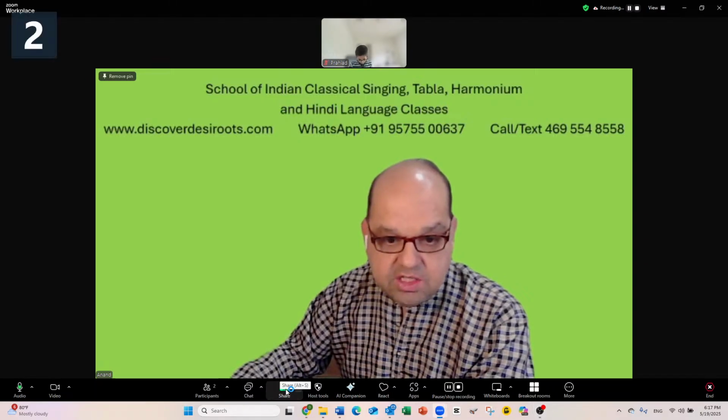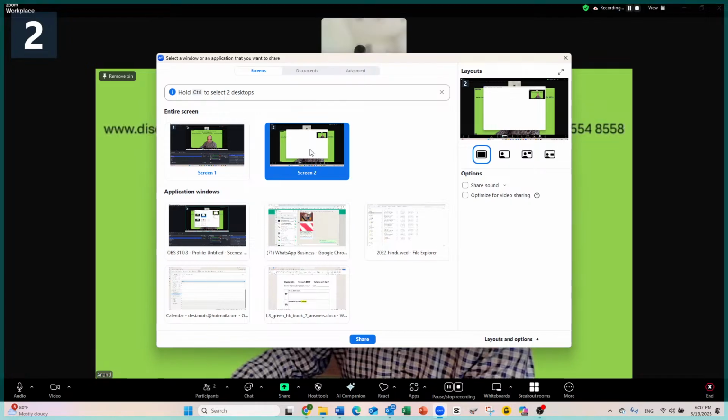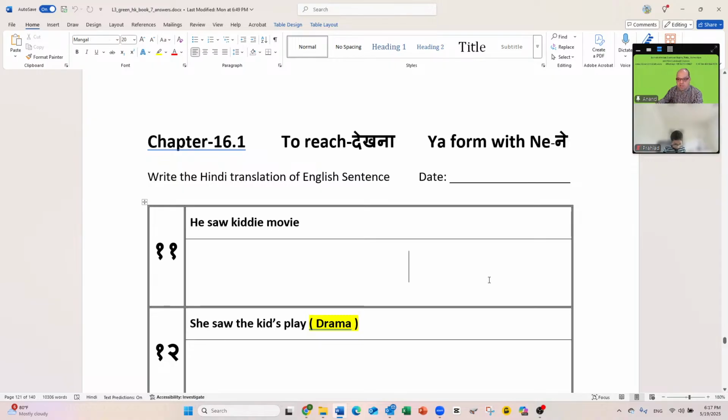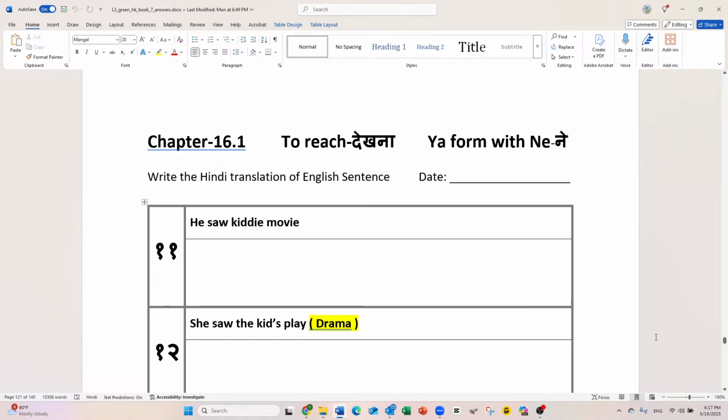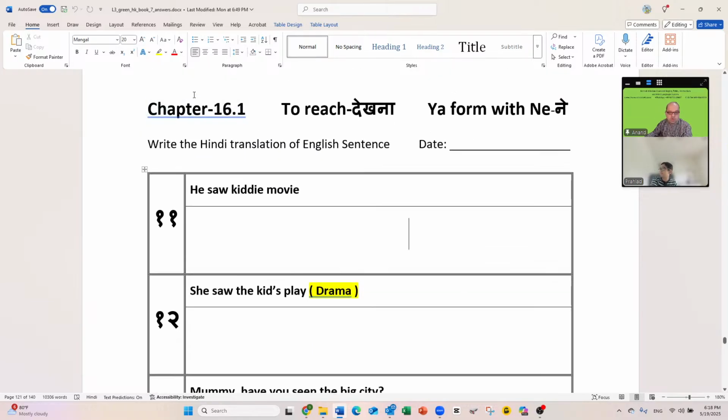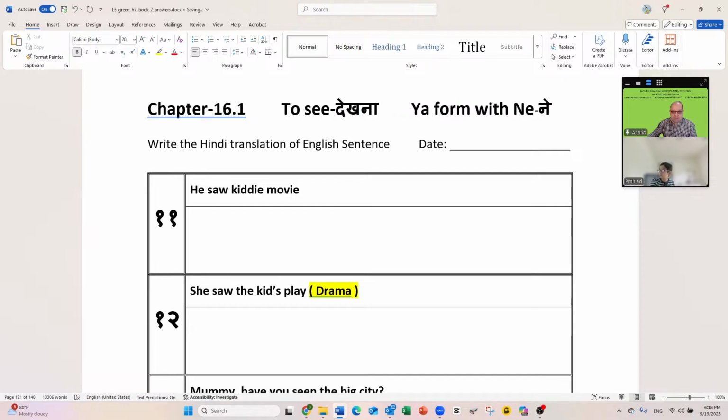So with that, let me share my screen. And let's bring up the Word document. Can you see the page, Prahlad? Yeah, I can see it. Okay, so we are doing conjugation of the word dekhna. I think the title is wrong. It's not to reach, it is to see. So we can correct it if it is wrong in your book. No, in the book it's correct. On page 210, right? In your book it is correct? Okay.